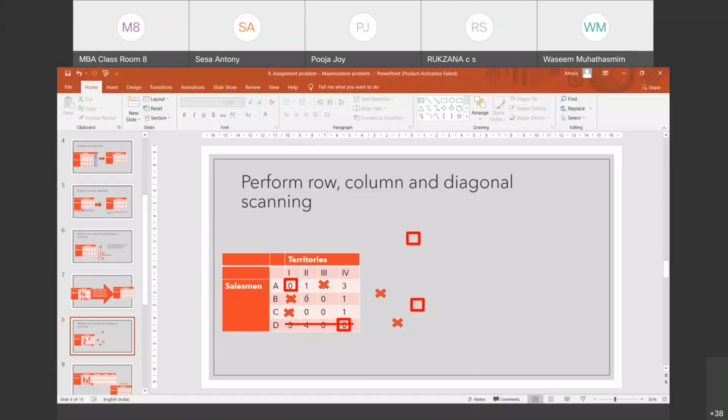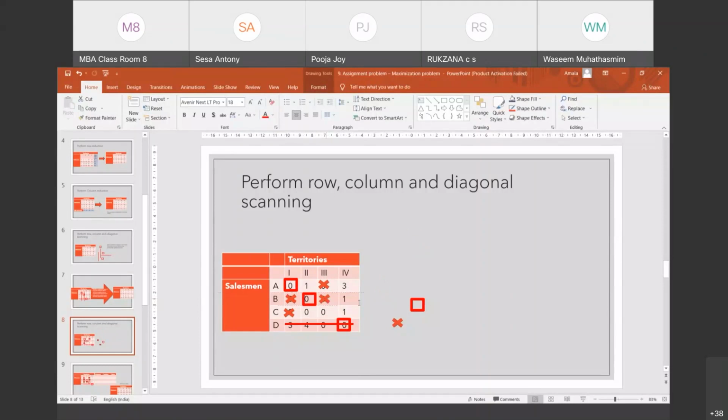So in the second row, what can you do? You can go for column scanning. Okay. In any one of the zeros, you put a square. In the corresponding zeros in the same column and same row, you can cancel it out. So in the column and row, I have cancelled the other zeros.